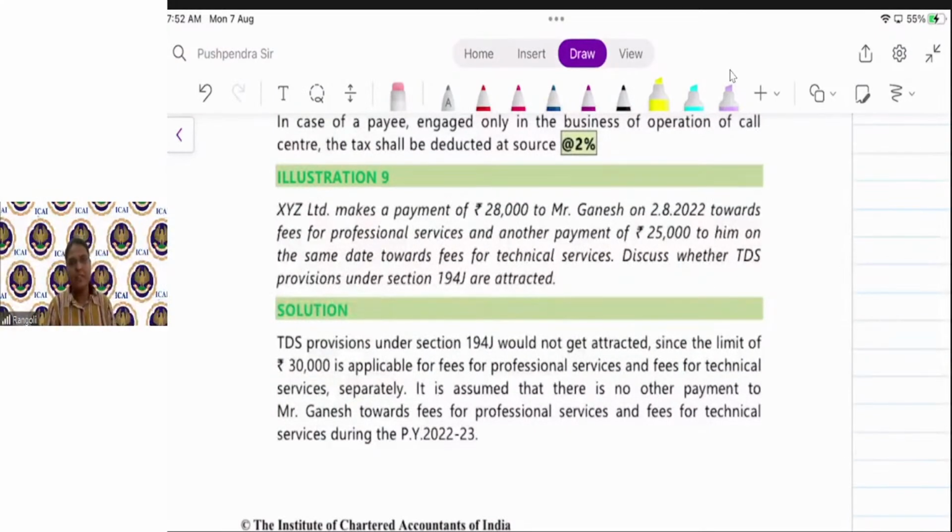No, my dear friend. See, for example, Darshan, say for example here instead of 25,000, if the fees for technical service is 35,000, then TDS is required to be deducted only on technical services, because the 30,000 limit is separately given for each service.